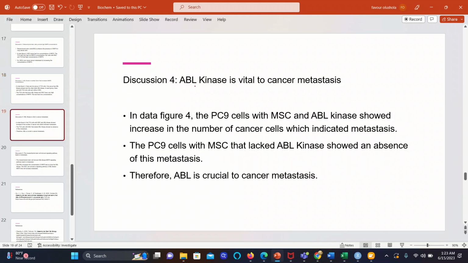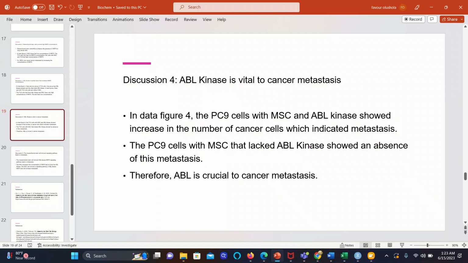So the third discussion states that ABO kinase is vital to cancer metastasis, and this just reinforces what we deduced from the last discussion. We saw in data figure 4 that the PC9 cells with MSC and ABO kinase showed an increase in the number of cancer cells, which lets us know that there was metastasis. We saw a spreading out of the data points with PC9 cells that had both MSC and ABO kinase, whilst the ones that had MSC but lacked ABO kinase showed an absence of this metastasis.